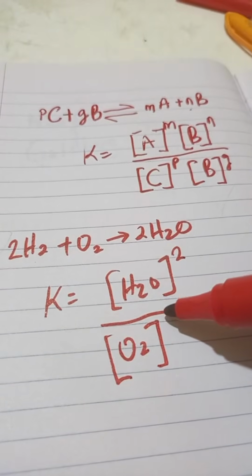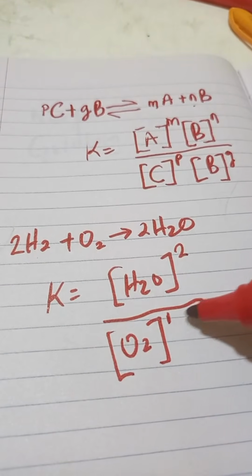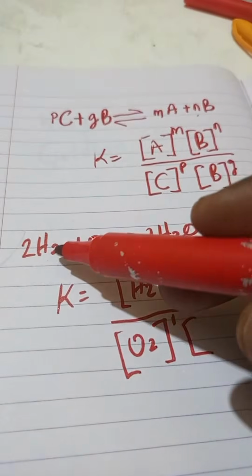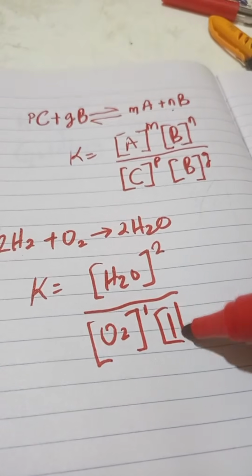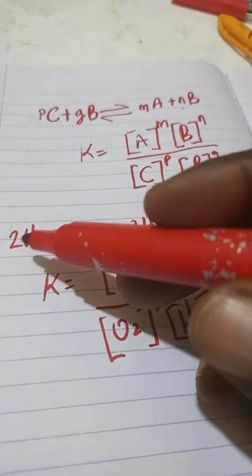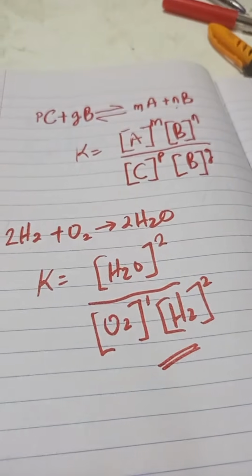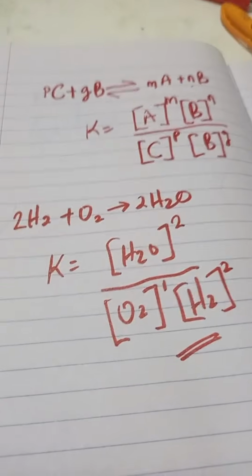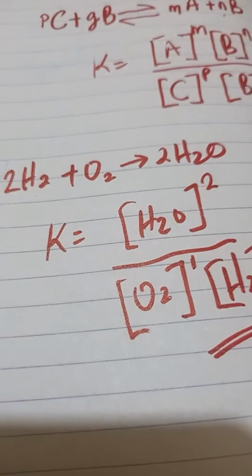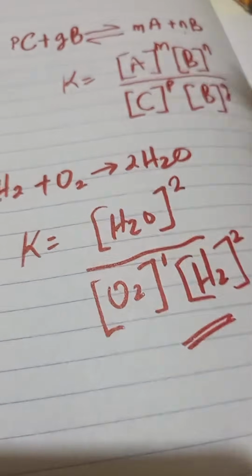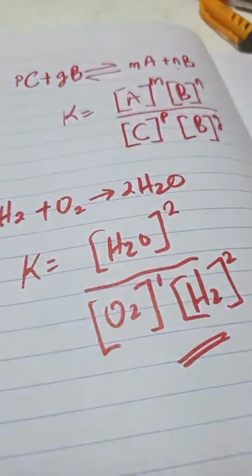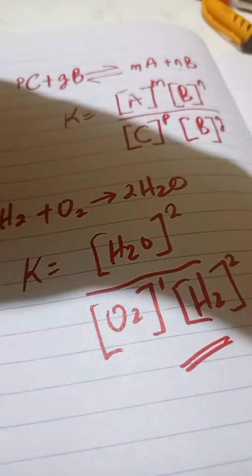I'll write 1 here, or just ignore it. Then this one here, I'll write H2. Then I'll put 2 here. So this is the answer. So you can see it's easy to write. Okay, so that's how to do the equilibrium constant expression.